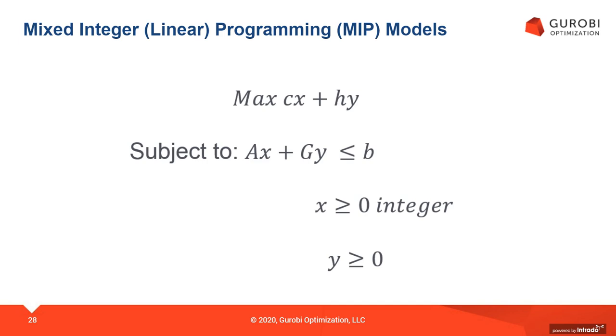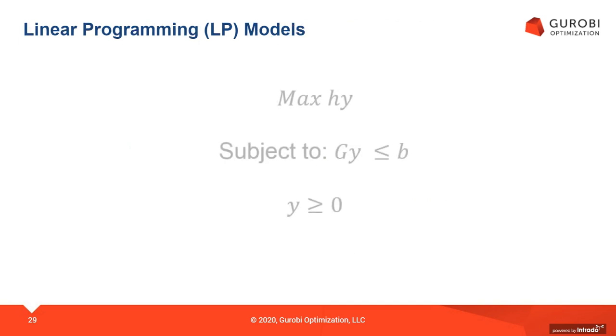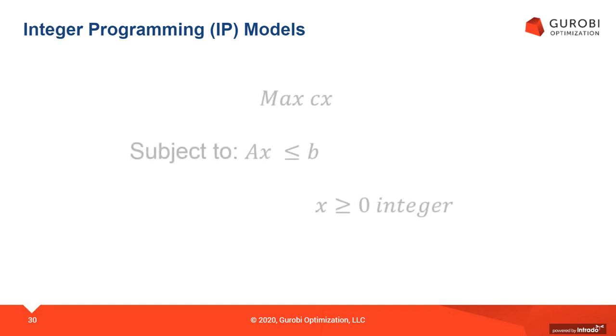But in terms of this MIP formulation, we can define a linear programming problem. A linear programming problem is when you only have continuous variables y that are non-negative. The objective function will be in terms of just the y variables, and you will have constraints just in terms of the y variables. So linear constraints, linear objective, and non-negative continuous variables define a linear programming problem.